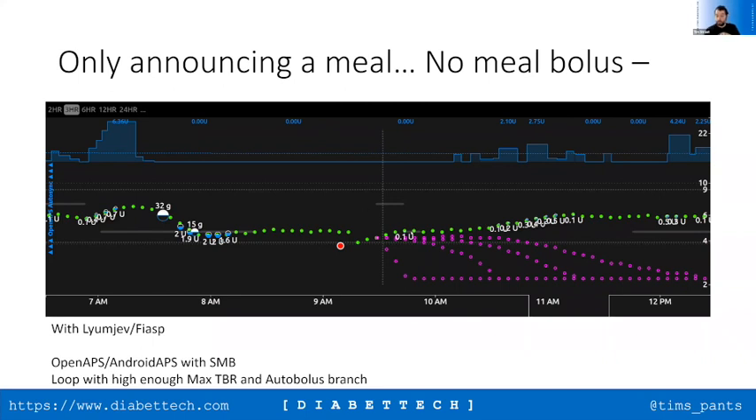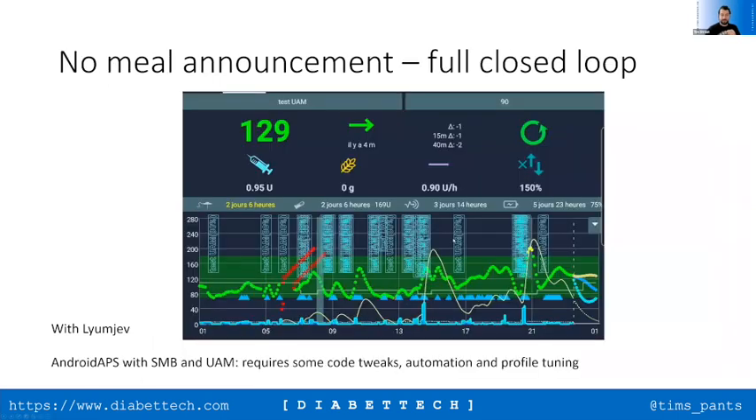So that is an option for people if they're comfortable using it. You do really need the autobolus or SMB functionality in Android APS, Loop, and OpenAPS for this to work. And then, of course, we have what's been going on in Android APS with Lyumjev.